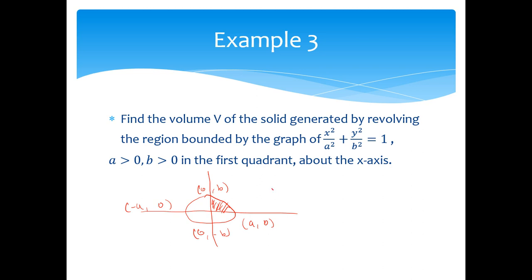Since we are revolving around the x-axis, V is going to be equal to 2 pi integral from 0 to b of y times g of y. Here we're going to solve this function and express it in terms of y. So that is going to be a over b, integration of y times the square root of b squared minus y squared dy.